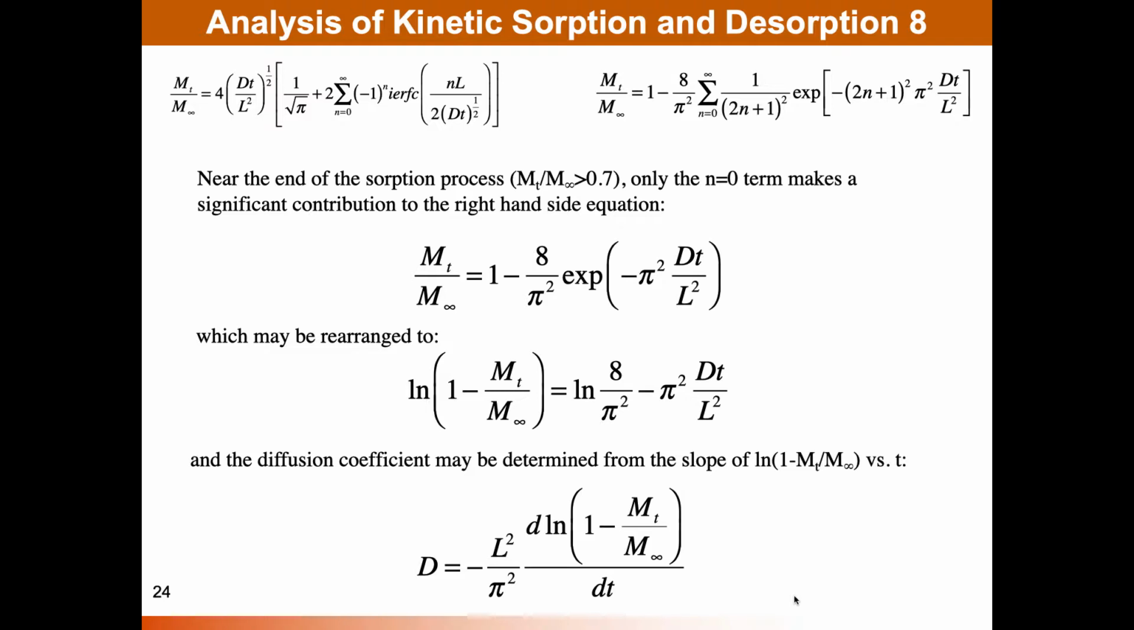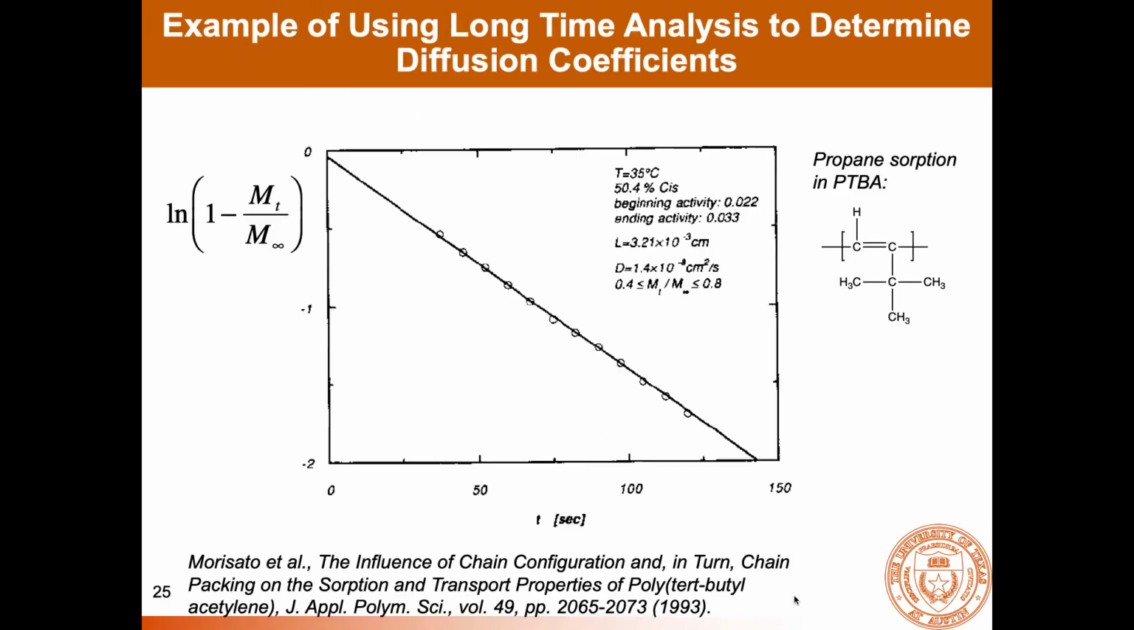And so beyond about Mt over M infinity at 0.7, it's only this first term that makes a contribution to the fractional mass uptake, and we can rearrange the expression as shown here. And if we plot the log of 1 minus Mt over M infinity versus time, then the diffusion coefficient is just the slope of that line. And this is showing data plotted in that fashion to extract diffusion coefficients.